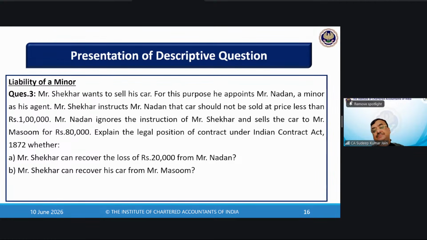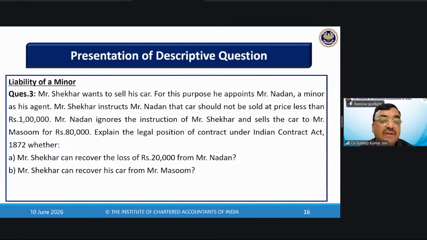Liability of a minor. Mr. Shekhar wants to sell his car. For this purpose, he appoints Mr. Nadan, a minor, as his agent. Mr. Shekhar instructs Mr. Nadan that the car should not be sold at a price less than 1 lakh. Mr. Nadan ignores the instruction of Mr. Shekhar and sells the car to Mr. Masoom for rupees 80,000. Explain the legal position of the contract under the Contract Act 1872.